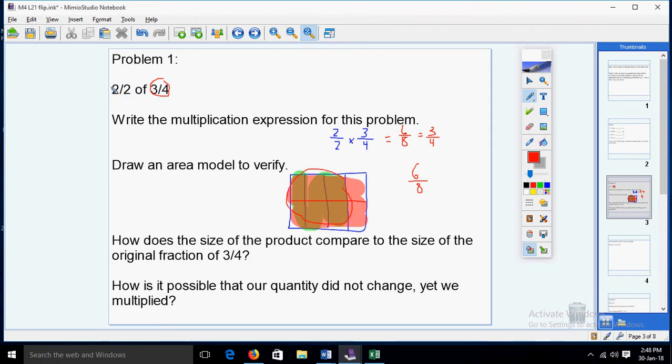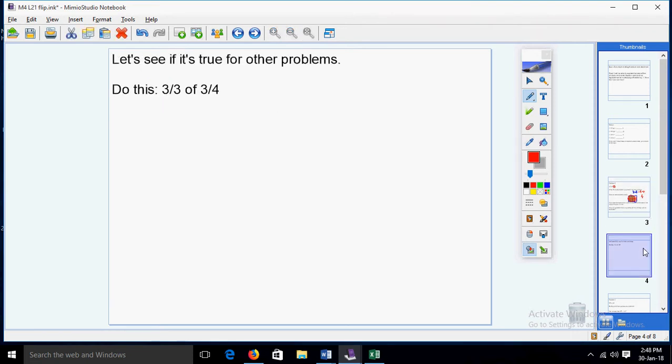Well, take a look at this. 2/2 is the same as 1 whole, okay? So you might be thinking, why are we learning this? Well, you're going to see in a little bit why, because it will help us later on. All right, so let's see if this is true for this problem, okay? Maybe it's just that one that I gave you.